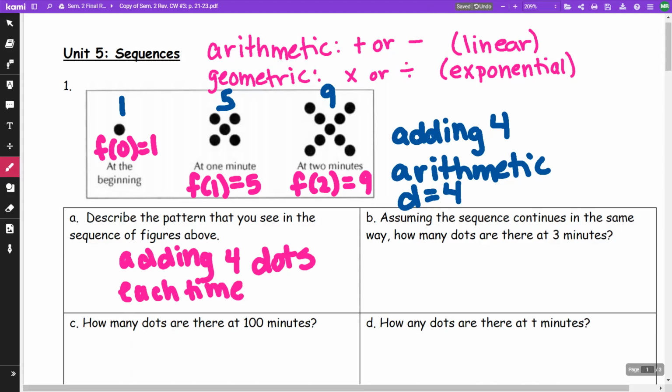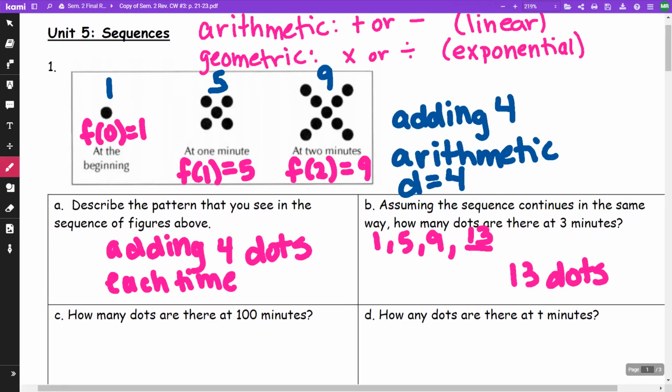Assuming the sequence continues in the same way, how many dots are there at 3 minutes? So we had 1 and 5 and 9. So the next one would be our third one. So if I add 4 to that, I am going to get 13. So 13 dots. Now that idea of taking the last term and adding on to it to get the next term, that idea is a recursive idea.